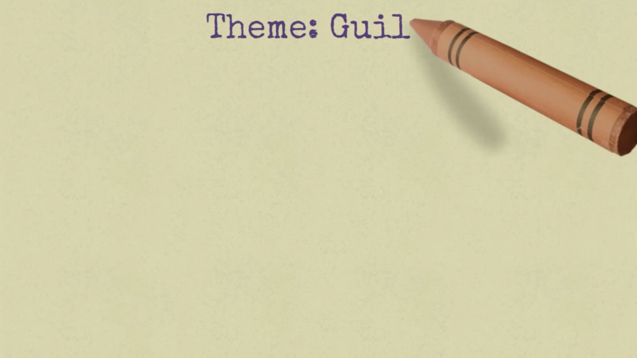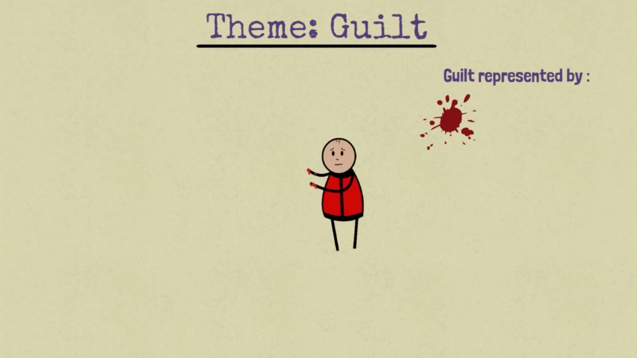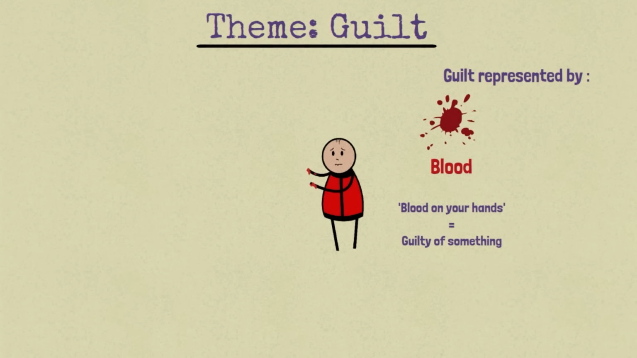From the moment he kills King Duncan, Macbeth is haunted by guilt, and this theme carries on through the rest of the play. Shakespeare uses blood as a motif to symbolize this emotion, just like how we use the term "blood on your hands" to mean you are guilty of some kind of crime.